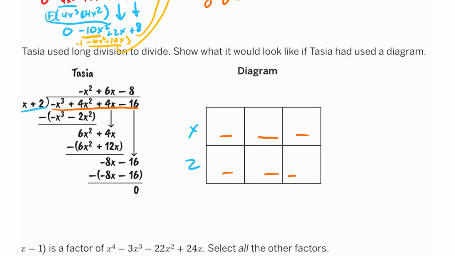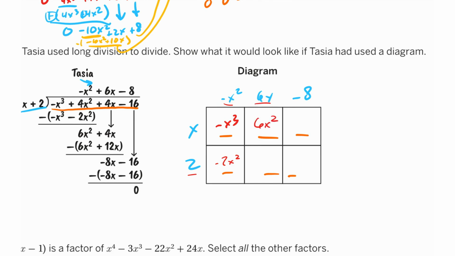And then the top ends up getting our solution here, which would be negative x squared, 6x, and negative 8. As we were going through the diagram, all the things on the inside would end up adding up to what we get underlined in red there. So the first term goes in the first box. Then the negative x squared multiplied by 2 is negative 2x squared. And then x times 6x is 6x squared.